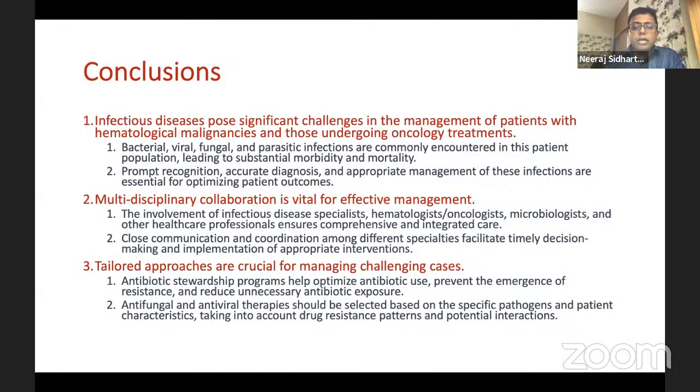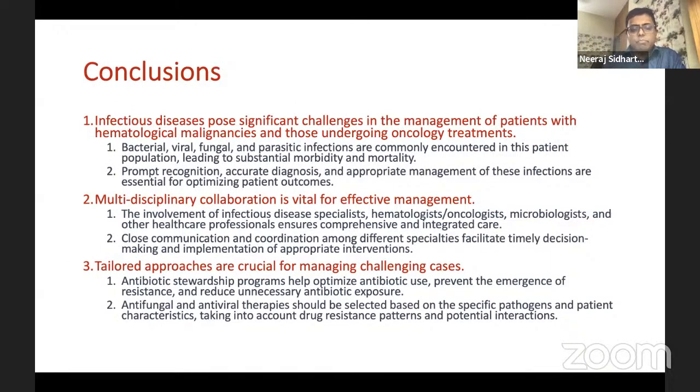And also, you have tailored approaches. For example, in post-bone marrow transplant and severe neutropenic patients, we introduced antibiotic sequencing, and also prophylaxis with quinolones. And we would look at the antibiograms every month, and then tailor our antibiotic use accordingly.